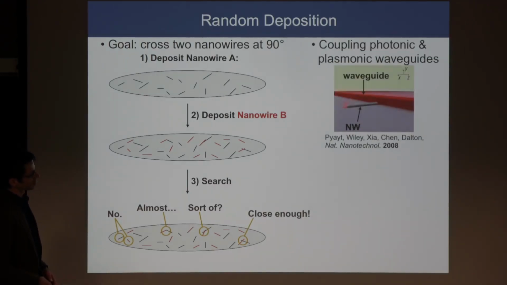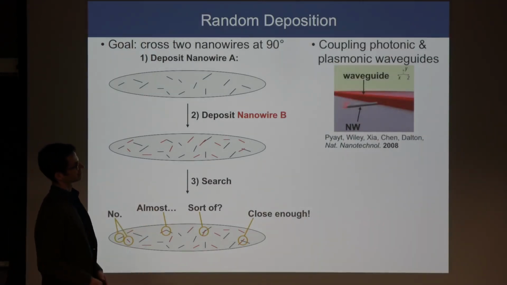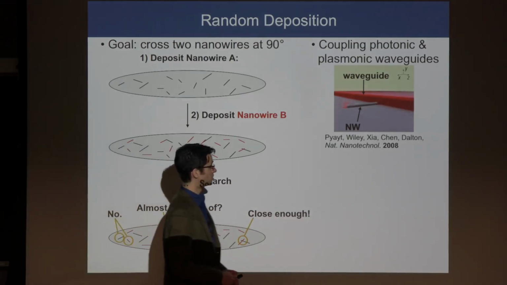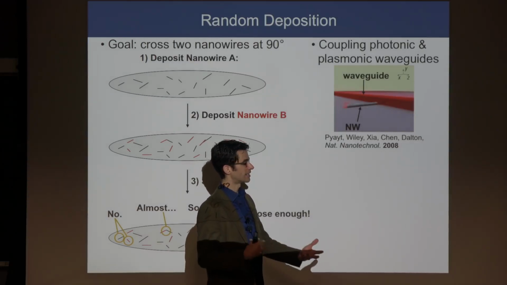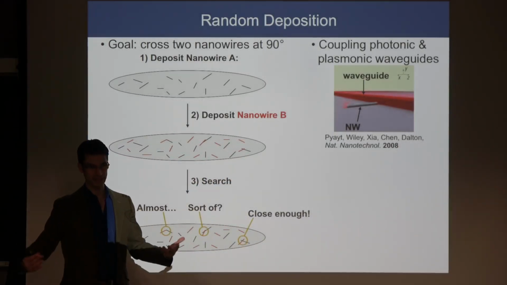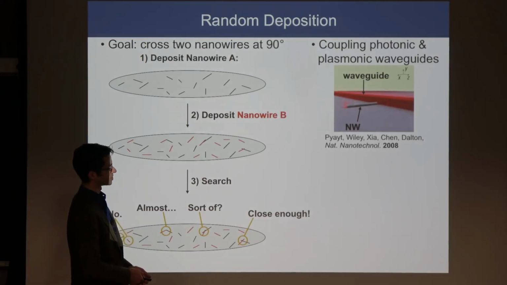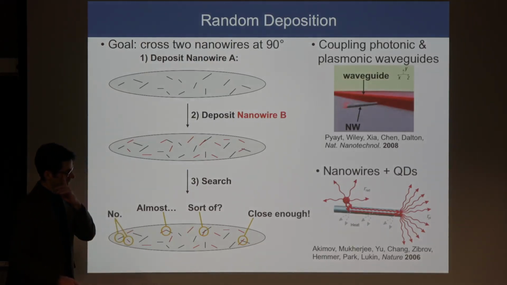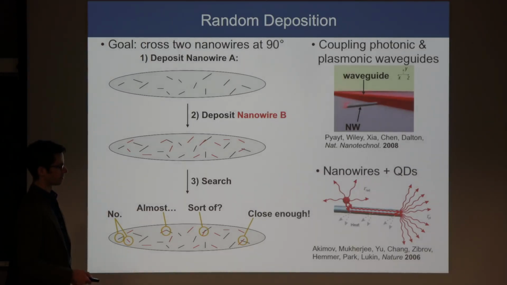And why would you want to cross nanowires at 90 degrees? Suppose you wanted to do photonic and plasmonic transduction mechanisms in the same nanostructured device, or suppose you wanted to couple quantum dots to nanowires, and we'll talk about these applications on Wednesday when we talk a little bit more about light confinement using plasmonic nanostructures.